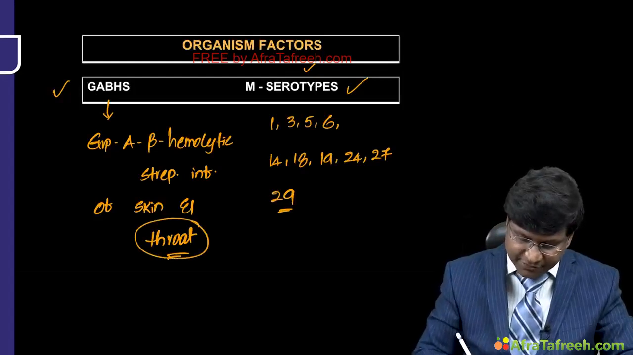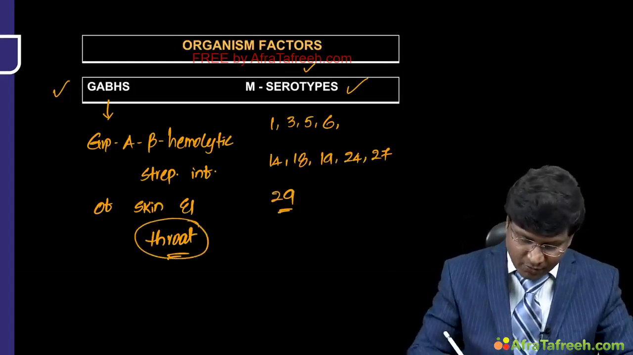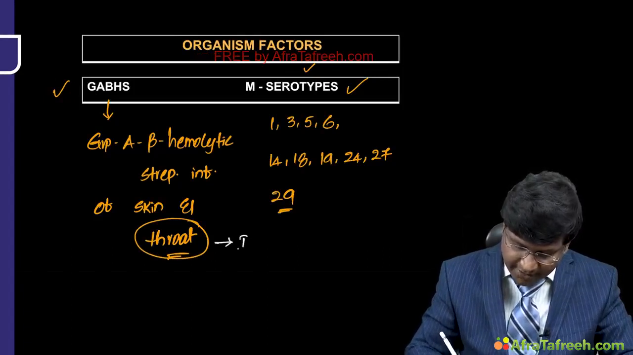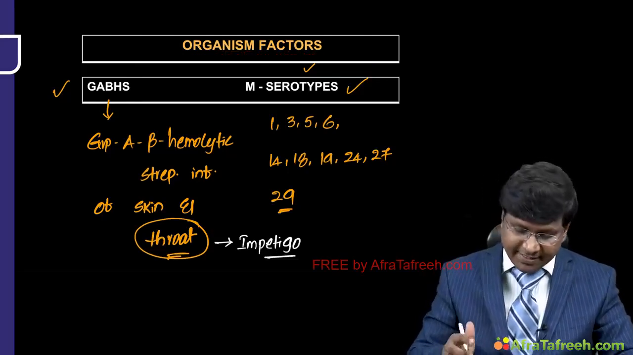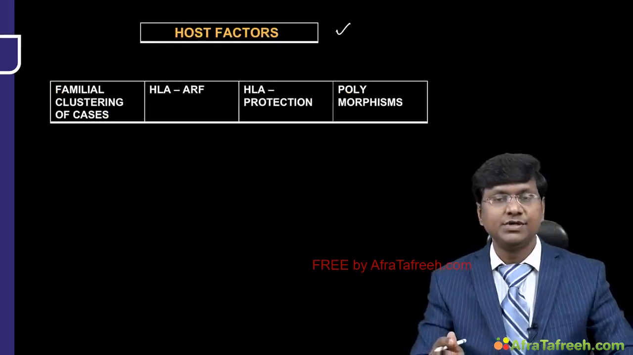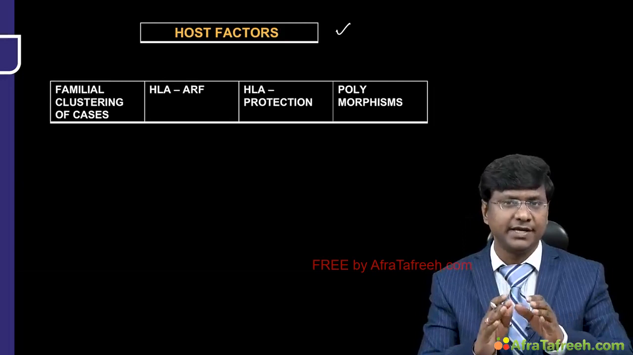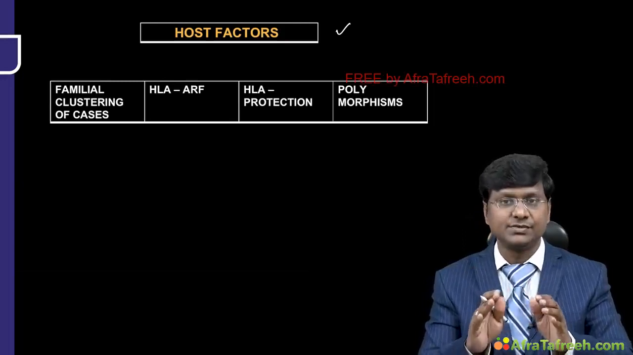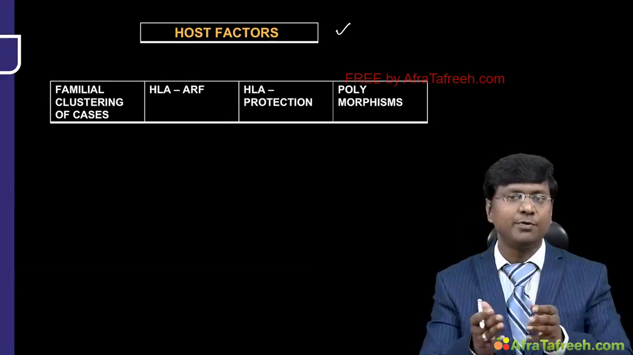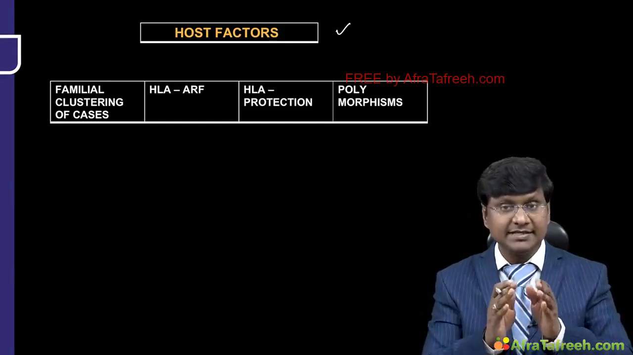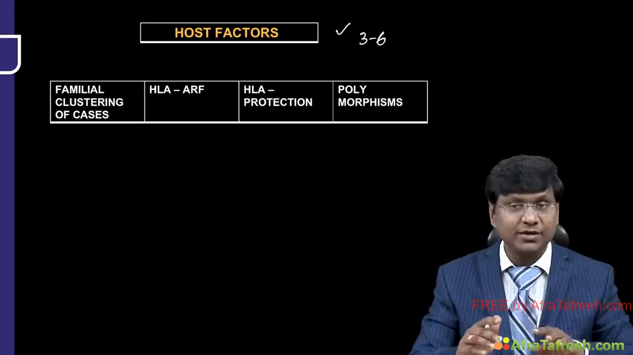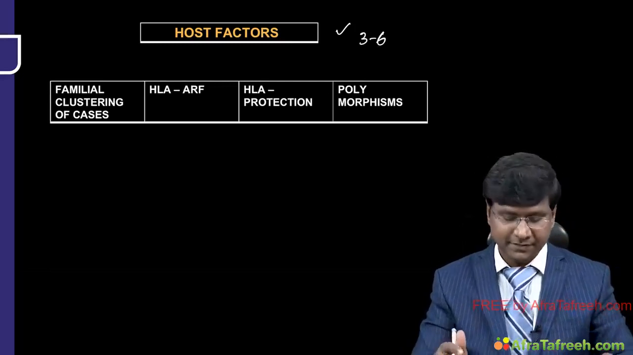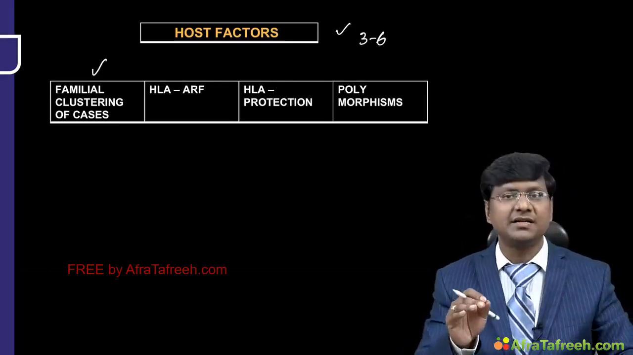Now the skin infection which is caused, what exactly is it called? It is called impetigo. Now let me discuss the host factors. If you take any group of population, the incidence of rheumatic fever is seen in around 3 to 6% of the general population. And what has been found is familial clustering of the cases.